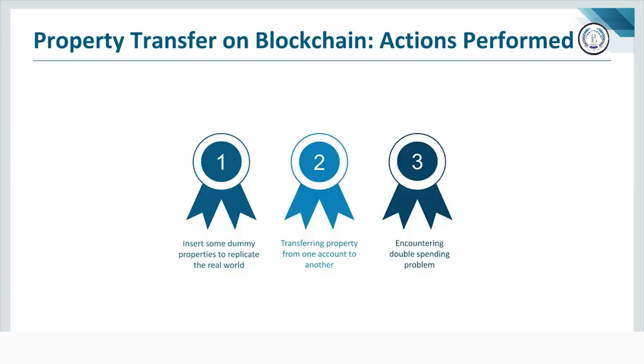There are a few actions that we're going to perform. Firstly, we're going to insert some dummy properties to replicate the real world. These properties shall have basic characteristics, for example, address, location, flooring, etc. Make sure you create the demo entries from a single owner. This single owner shall assign the properties to you.